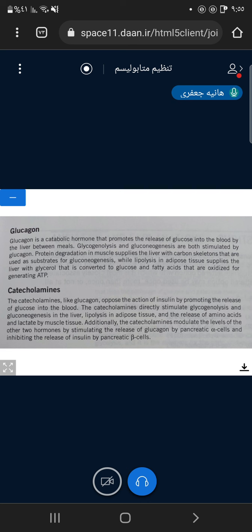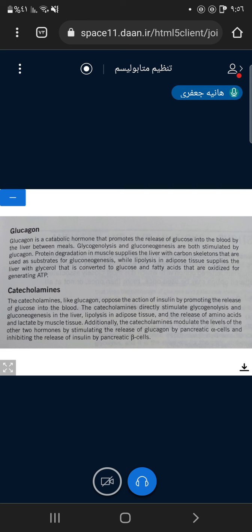گلوکاگون رو به عنوان یکی از هورمون‌های کاتابولیک حساب می‌کنن. گلوکاگون میتونه باعث افزایش میزان گلوکوز به خون بشه، مخصوصاً بین وعده‌های غذایی که یه جورایی تنظیم کننده گلوکوز خون هم هست. گلوکاگون هم فرایند گلیکوژنولیز رو تحریک میکنه، هم فرایند گلوکونئوژنز رو. در عین حال تجزیه پروتئین‌های ماهیچه و استفاده از اسکلت‌های کربنی اسیدهای آمینه رو به عنوان سوبستراها در مسیر گلوکونئوژنز توی کبد میتونه فراهم بکنه.